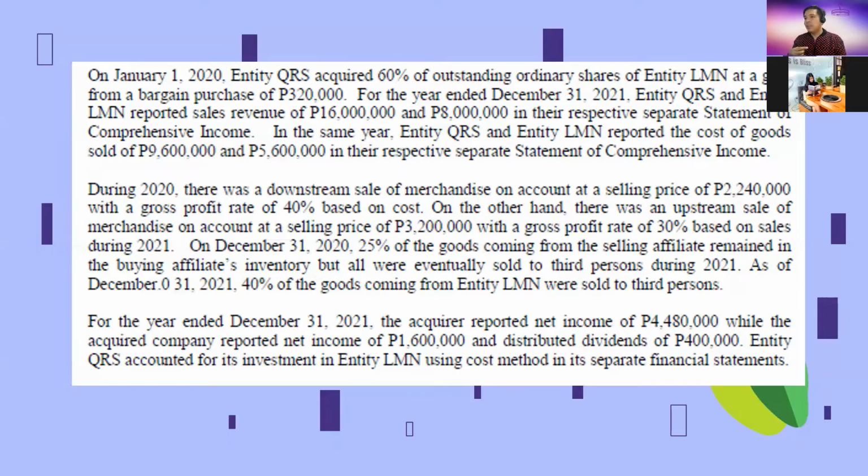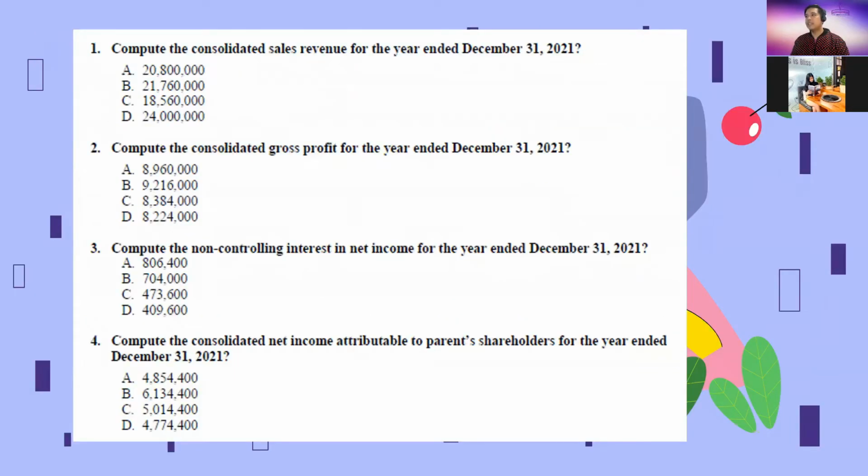So for the year ended December 31, 2021, the acquirer reported net income of 4,480,000, while the acquired company reported net income of 1.6 million and distributed dividends of 400,000. Entity QRS accounted for its investment in entity LMN using cost method in its separate financial statements. Sige, isa-isahin natin yung requirements. Consolidated sales revenue, GPR, gross profit, non-controlling interest in net income, and then consolidated net income attributable to the parent.